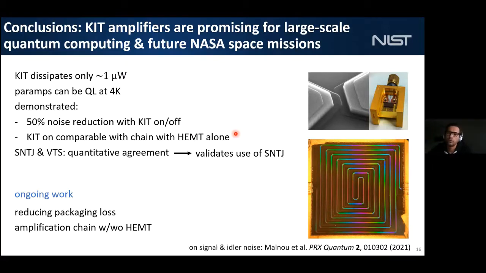And if I do a more fair comparison between the noise of the chain that only contains the HEMT as the amplifier, I get roughly comparable performance with the kit. And finally, I also showed you that you can be confident in using a shot noise junction as your calibrated noise source, because it gives you the same result as a variable temperature stage.